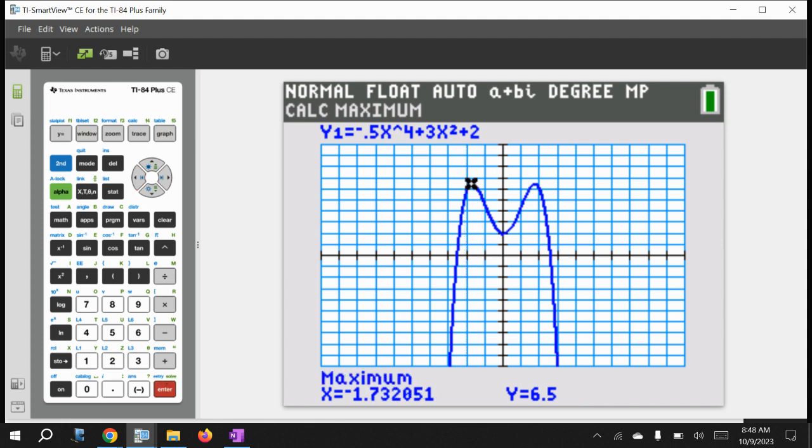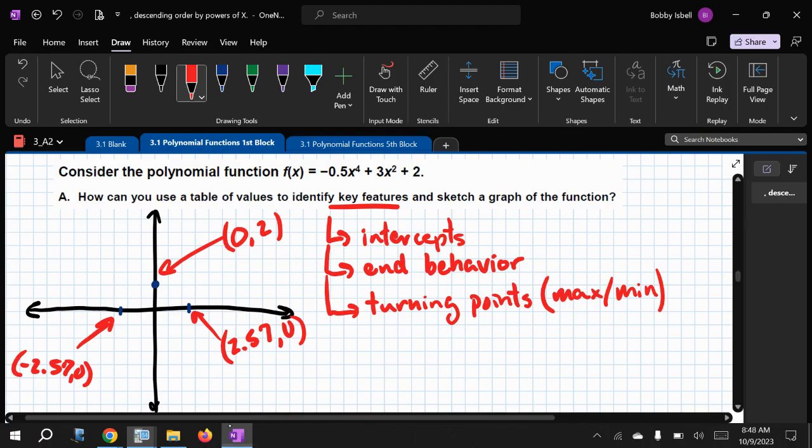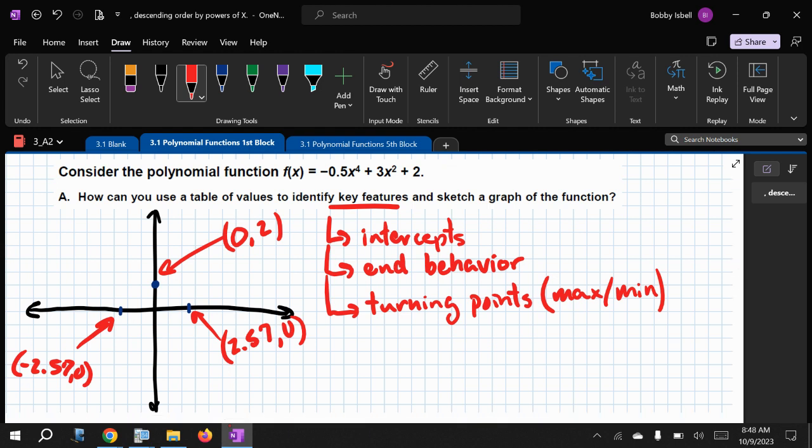This ordered pair is my maximum. Negative 1.73. We're rounding it to 2 decimal places. That's pretty common for a textbook. So negative 1.73 and then 6.5. That's that maximum. So I'm going to estimate where that's at. Negative 1.73, 6.5. 1, 2, 3, 4, 5. 6.5 is about right there. So negative 1.73, 6.5.